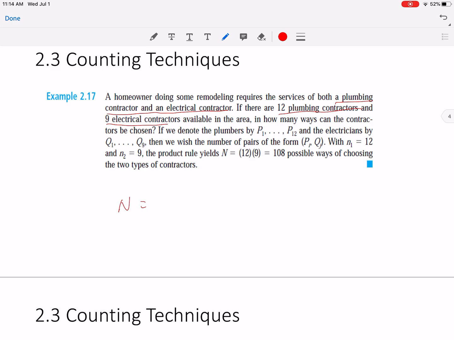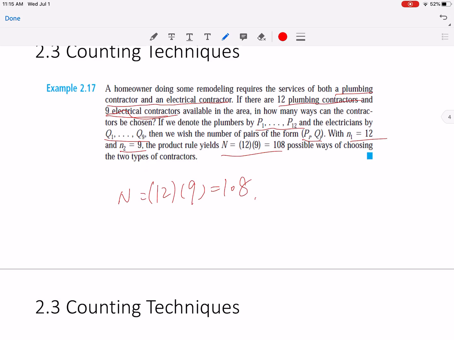So we think of this one by one. First of all, how many choices do we have for the plumbing contractors? It's 12, right? And for each of the plumbing contractors, how many choices do we have for the electrical contractors? It's 9, right? So that would be 12 times 9, which is 108. If we denote the plumbers by P1 through P12 and the electricians by Q1 through Q9, then we reach the number of pairs of the form PI, QJ, with n1 being 12 and n2 being 9. By the product rule, N is equal to 12 times 9, which is 108.